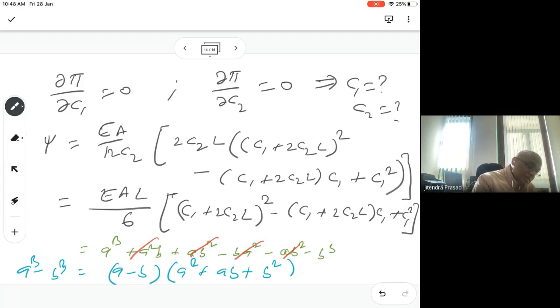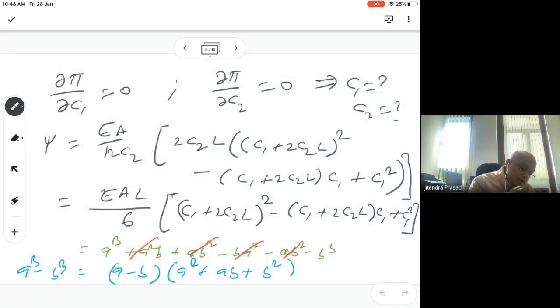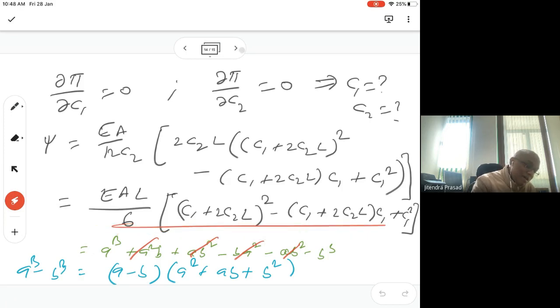So d psi over dC1 will be equal to... you have to work out, guys. Okay, so you understand now. It's now easier to work with. So d psi over dC1, you can take values and so on. So I have just simplified.